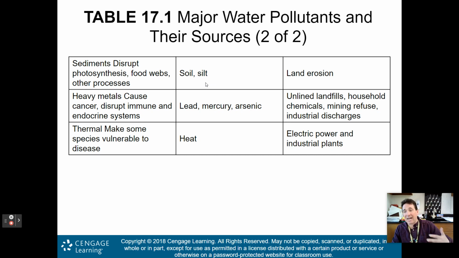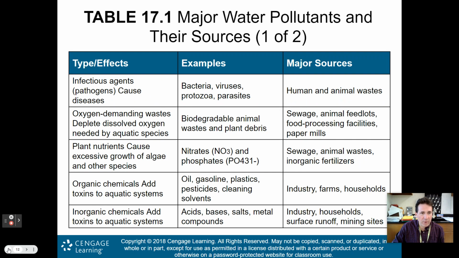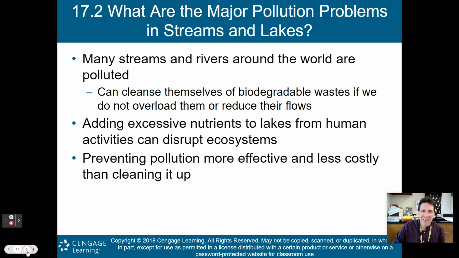Believe it or not, guys, regular silt or soil that is eroded into a stream or river is considered water pollution because it blocks sunlight, which can disrupt photosynthesis, and then that can obviously disrupt food webs and other processes occurring in that biome, right? Heavy metals, right? Thermal, so increased temperature makes some species vulnerable to disease. Heat is the cause. Where do you get it? From electrical power and industrial plants. So once again, just understand what's going on in these two charts. If you have any questions, make sure to reach out.